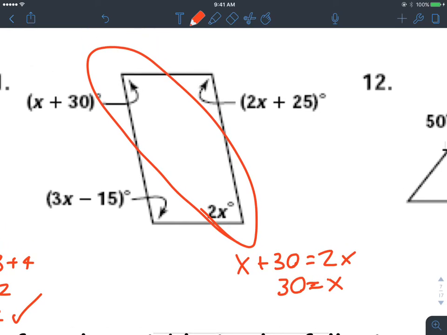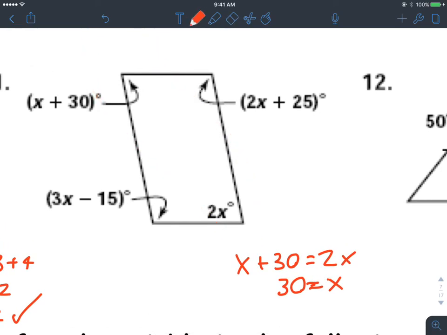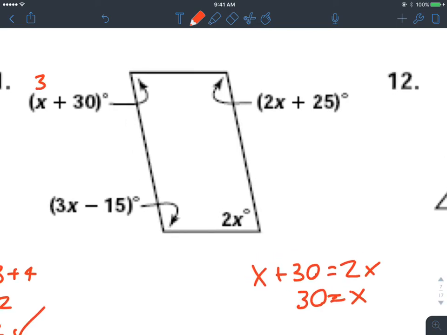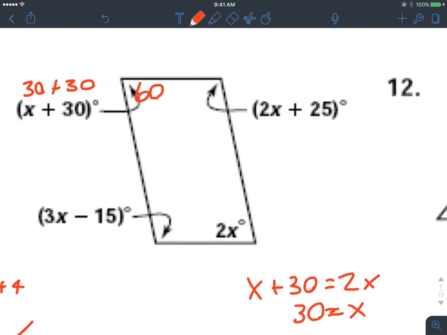Okay. And then what I'm going to do here is plug 30 back into each one of the angles and see if everything works out. So if I plug in 30 right here, 30 plus 30 gets you 60 degrees. If I plug 30 back up here into this angle, that'll be 2 times 30, which is 60, and then plus 25.